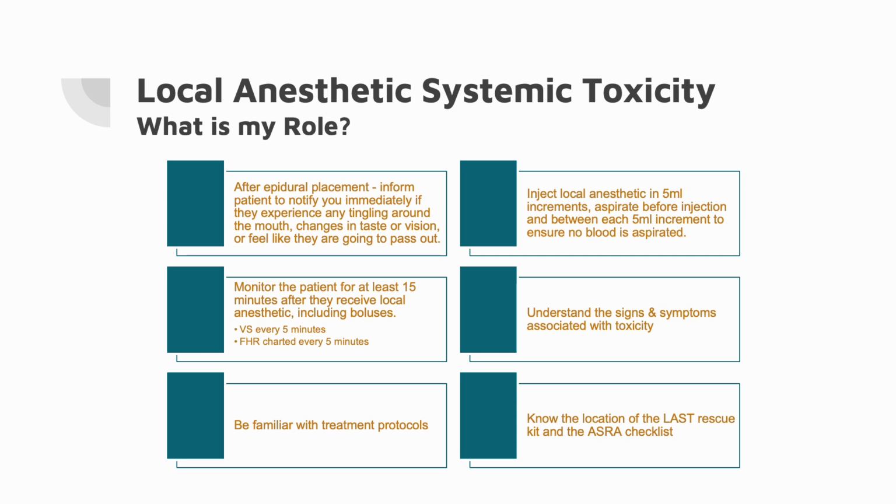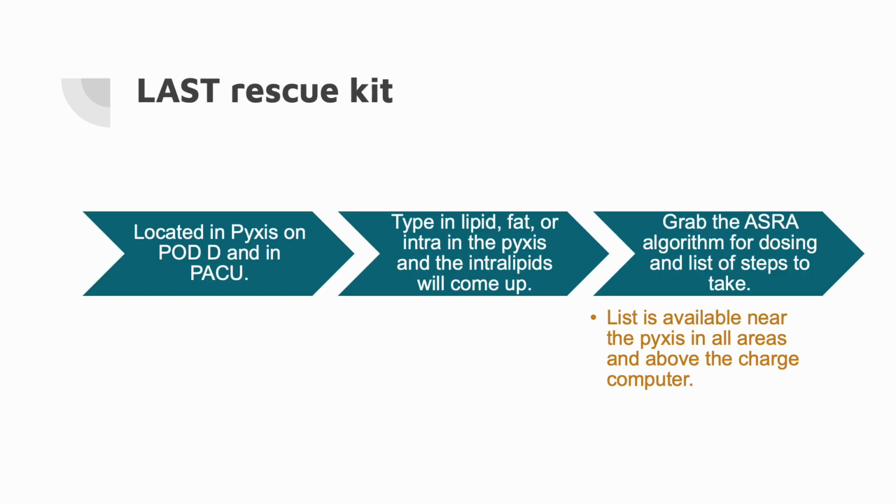And then, so when we get a bolus order, you want to inject 5 ml increments. You aspirate before you inject to make sure there's no blood that is being aspirated. If there is, stop and call your anesthesiologist. Next, in between each 5 ml increment, you want to aspirate as well. You want to understand the signs and symptoms I've already gone over about toxicity, and know the location of your last rescue kit and ASRA checklist.